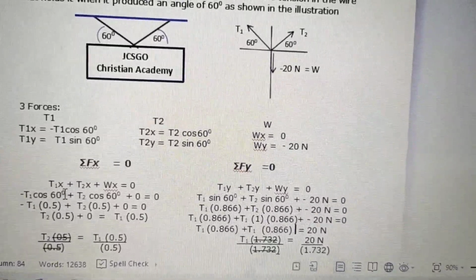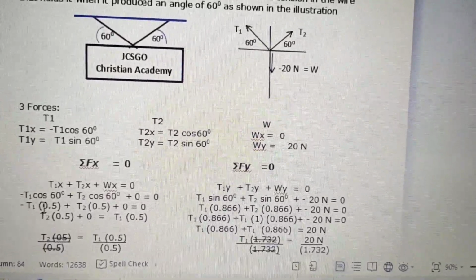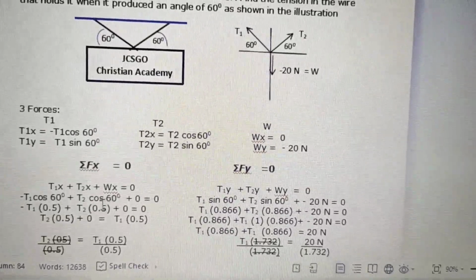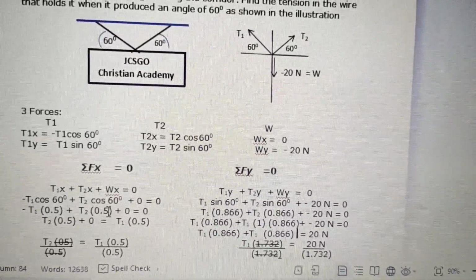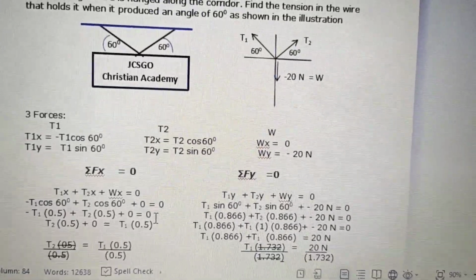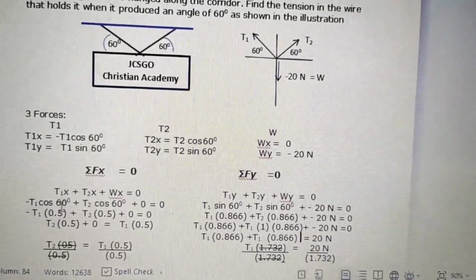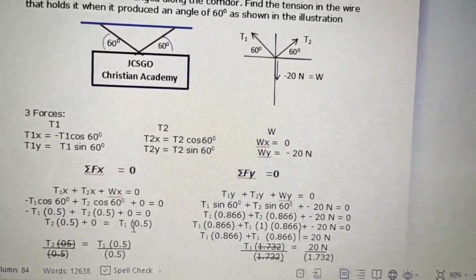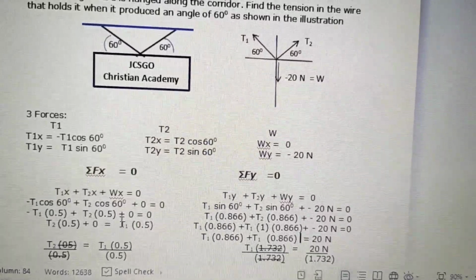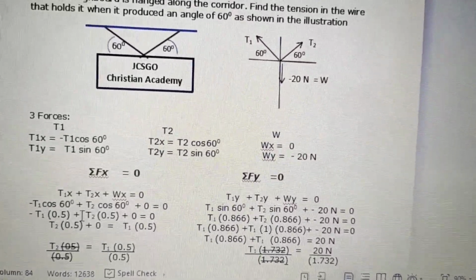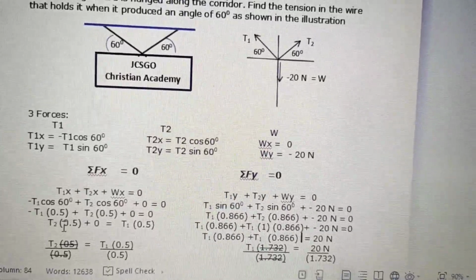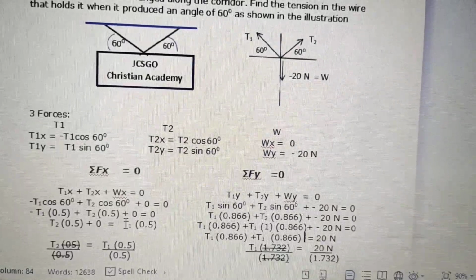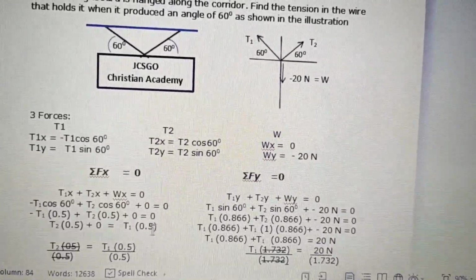What is the value of cosine 60 degrees? We have negative T1 times 0.5 plus T2, the value of cosine 60 degrees, just the same, 0.5 plus 0 is equal to 0. So since we have a negative sign here, we transpose this to the other side, so it turns out to be positive. So what is left on this side is T2 times 0.5 plus 0 is equal to positive T1 times 0.5.